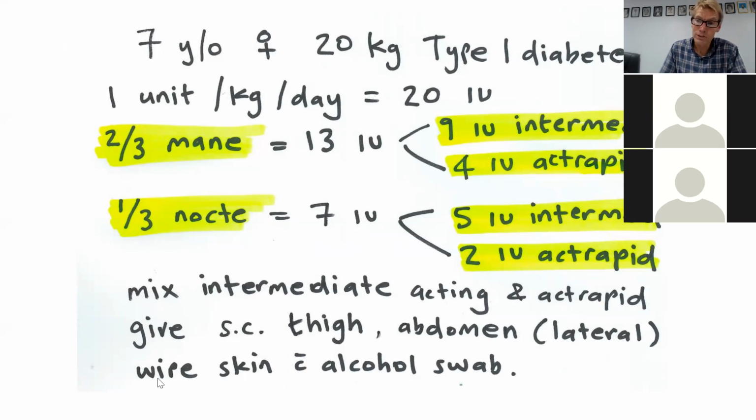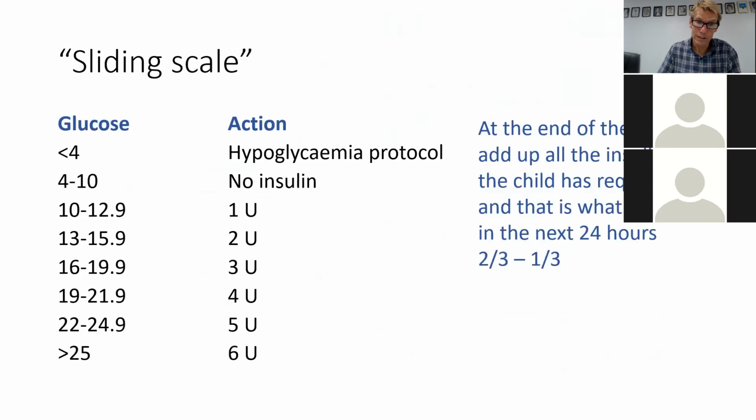So you don't need to mix it up all the time if you've got the pre-mixed insulin, which is really good. You give it subcutaneously in the lateral aspect of the abdomen or in the thigh. Always rotate the location in which you're giving the insulin, so you're not putting insulin into the same skin, the same tissue all the time. Rotate it as you go.